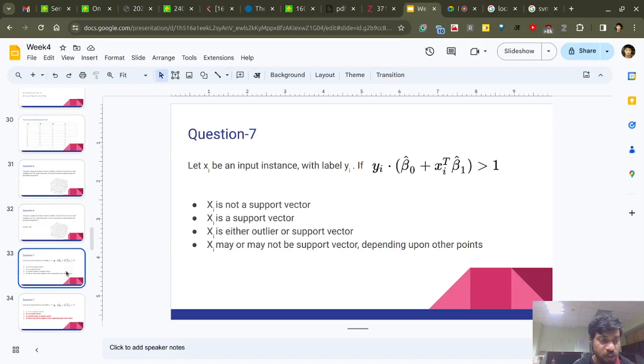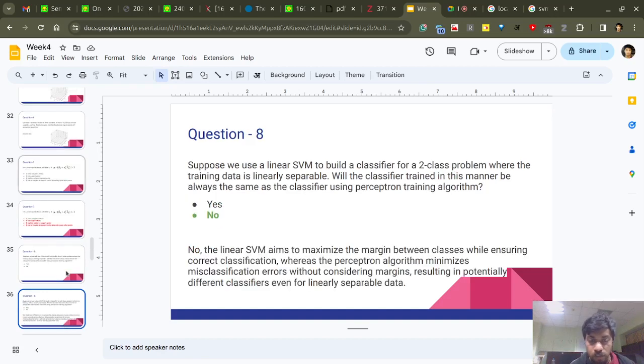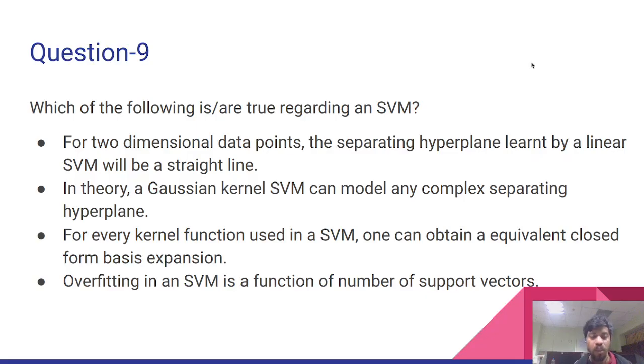So next question. Which of the following are true regarding SVM? Let's go point by point. First point, true or false. For 2D data points, the separating hyperplane will be a straight line. Is it true or false?